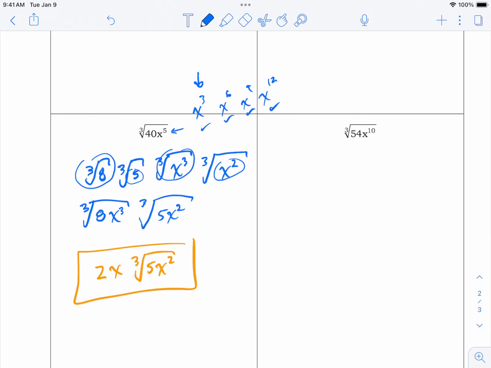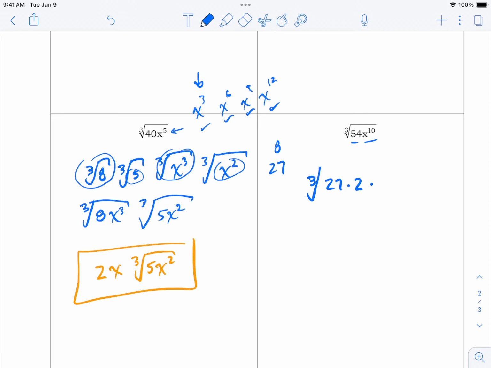So this one, over here. Back to blue. Play with the 54, play with the x to the 10th separately. So with the 54, we're looking for a perfect cube. Does 8 go into 54? Nope. What's the next perfect cube? 27. That's what a 3 by 3 by 3 is. Does 27 go into 54? It does. 54 is 27 times 2. Maybe I'll just write it this way this time.